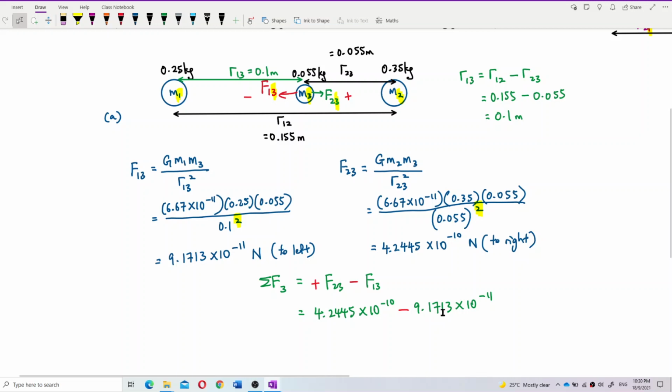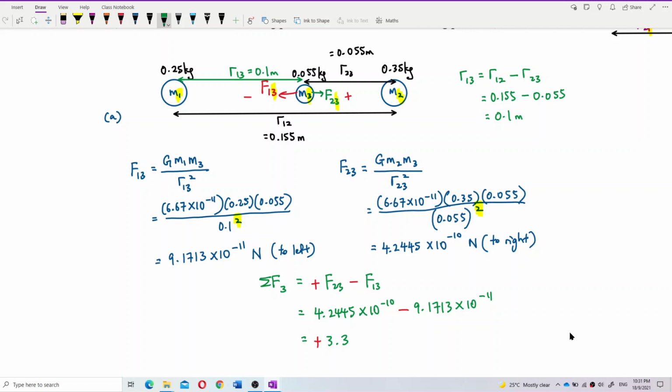Let's calculate. So I get the answer already. The answer is a positive value. What does it mean by positive value? Tell me. I got positive 3.327. This one I correct to only 2 decimal place.